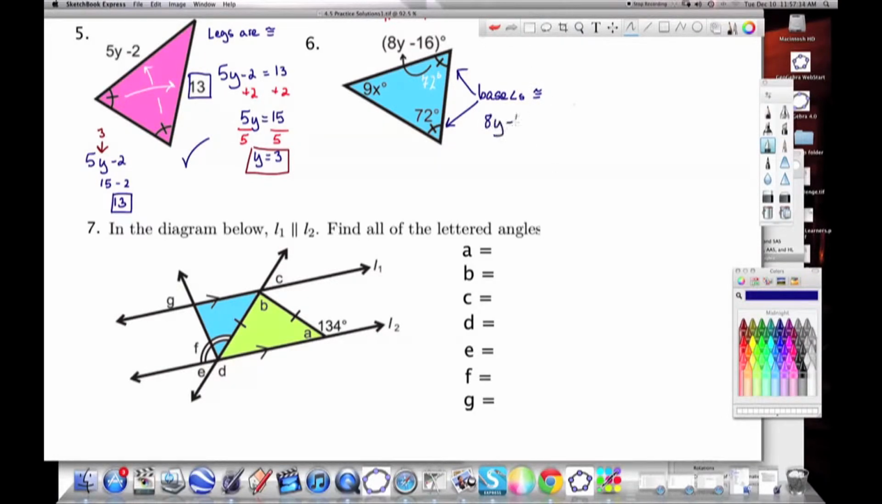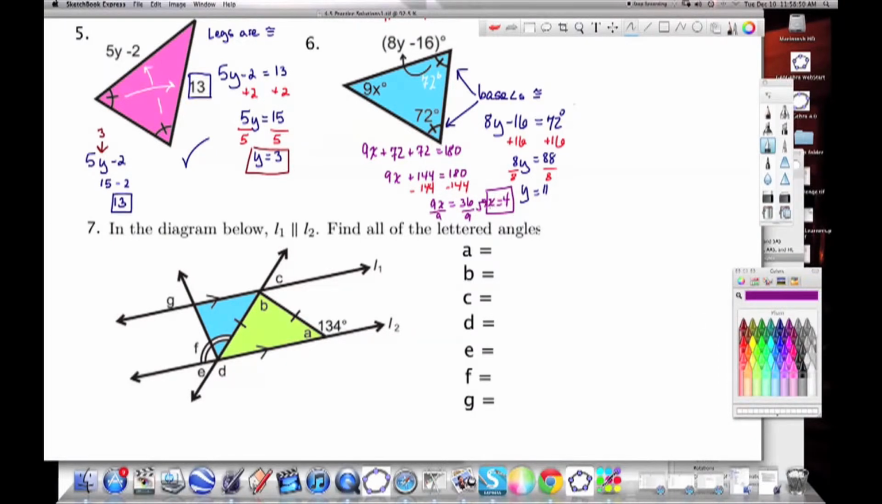Okay, for 6, I also have the base angles are congruent. So I can say 8y minus 16 equals 72. And I could solve for y, and I get 11. Now I also need to find x. So I can say 9x plus 72 equals 180, because we know the sum of the angles of a triangle is 180, and we get x equals 4. And then there's my check.